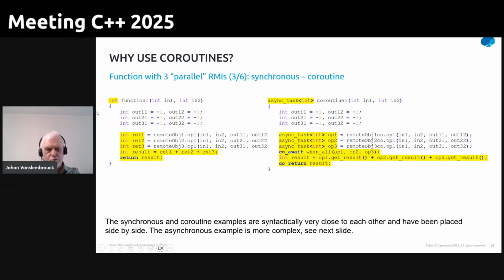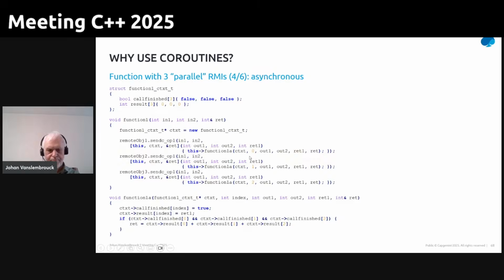This is the code. So we have the function 1 that's blocking over here. This is the coroutine implementation. So we have those differences with async task over here. We have the when all. Then we're going to sum the results, like over here originally. This is the synchronous and the asynchronous implementation. I'm not going to read it in detail, but you see it's not that easy to read. I'm going to use here 3 lambdas.